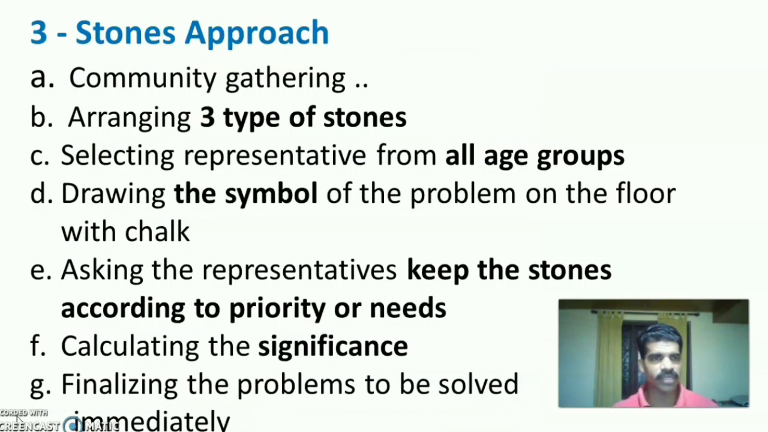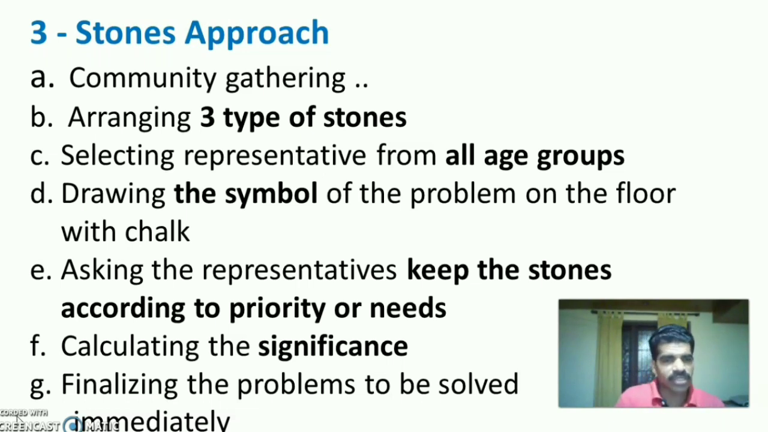What we do in participatory approach, we call for a community gathering in a convenient place, arranging 3 sizes of stones, as I said, large, medium and small stones, selecting the representatives from all the age groups for the meeting, and drawing the symbol of the health problems on the floor with the chalk. Asking the representatives to keep their stones according to the priority or needs or according to their perceptions of the seriousness or urgency of the problem. Then finally calculating the significance of the health problems.